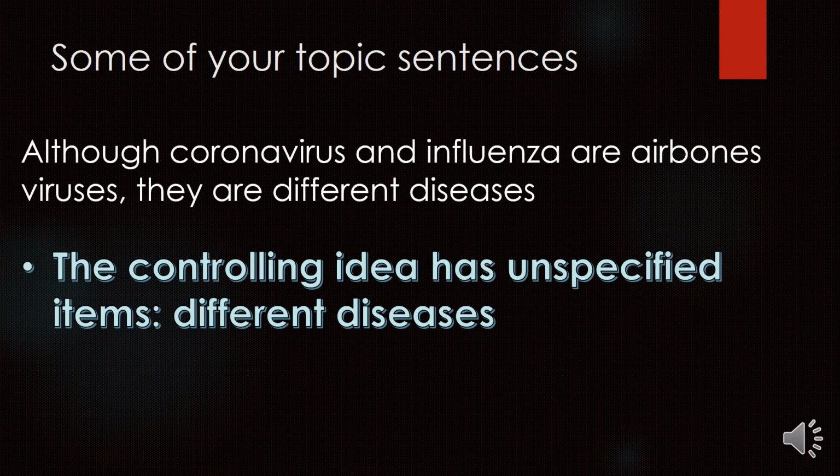Let's analyze some of your topic sentences. Look at this one. Although coronavirus and influenza are similar viruses, they are different diseases. So, the controlling idea has unspecified items, different diseases. What are you going to tell or to write in your paragraph about? You need to include the specific points. You have the two subjects, coronavirus and influenza. Obviously, the purpose is to make a contrast because you use the word different, but the controlling idea is not clear.